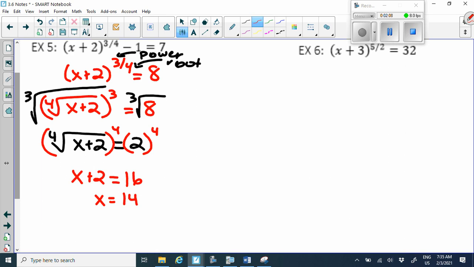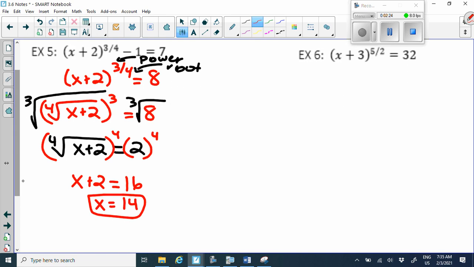Now remember, when we are taking it to a power of an even, there's not a plus minus, because really all you're doing is 2 times 2 times 2 times 2. There's only one solution when we do that. So just be careful when you're taking either the even root or taking it to an even power. I would like you guys to go ahead and pause the video and try example 6.